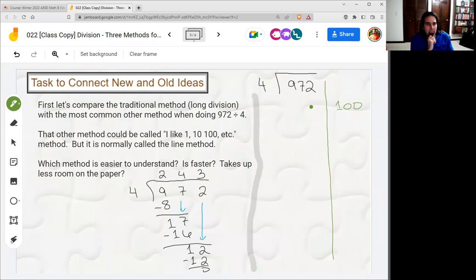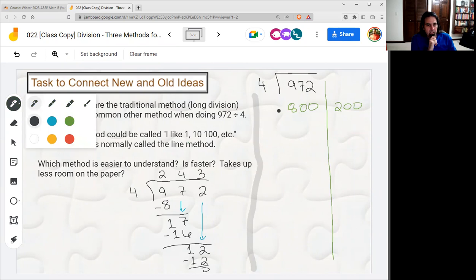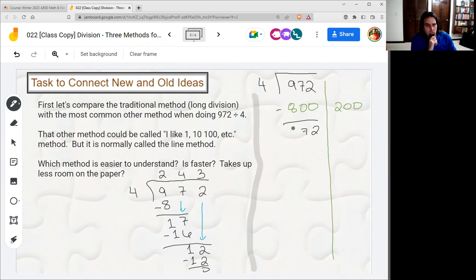So let's go with the second one. Let's say let's fit 200s. 4 times 200 is 800. With me so far? So that's playing with hundreds. So then I'm going to subtract 271. Now I can't fit 100 more fours in. That would be 400, which is bigger.